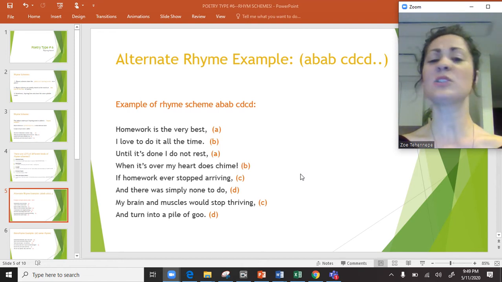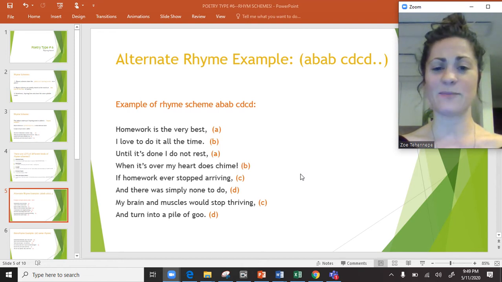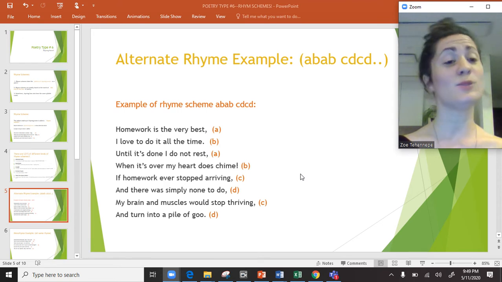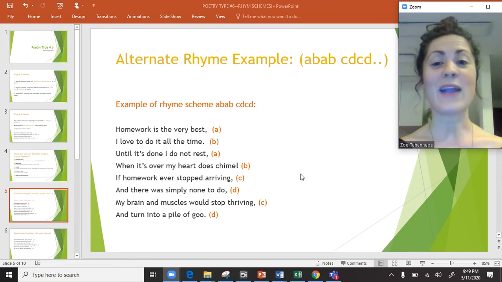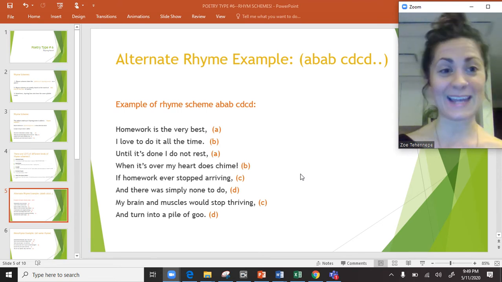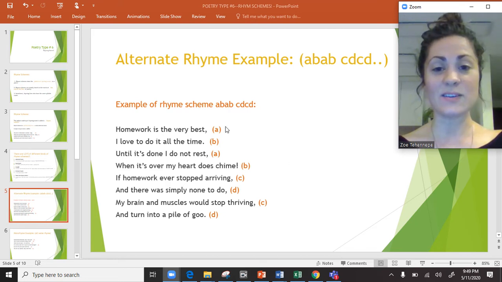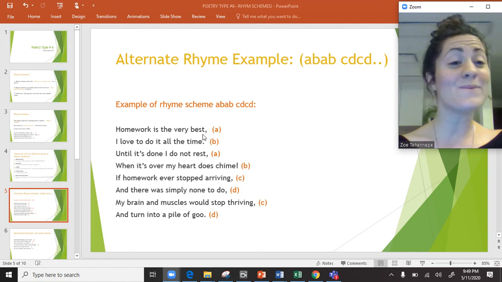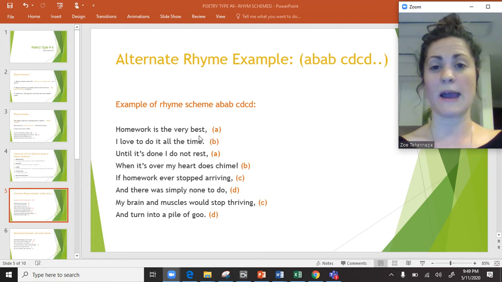If homework ever stopped arriving and there was simply none to do, my brain and muscles would stop thriving and turn into a pile of goo. Okay, there's a nice little ditty about homework for you. And again, you can see A, B, A, B, and that correlates with the final word in each line.